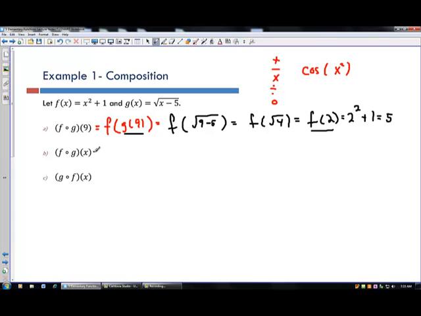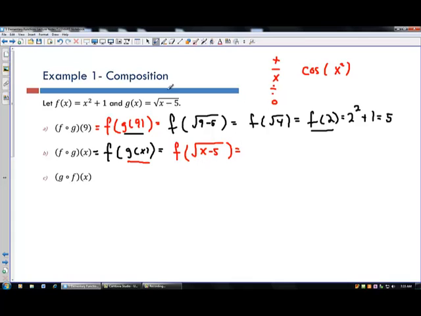Down here, it's a little bit different. Instead of plugging in a number, you're going to be plugging in x. So you're going to find a new function. On this one, you do it the same way: f of g of x. That's what it says to do. Now, let's flip colors here. Write down g of x. So that's f of the square root of x minus 5.